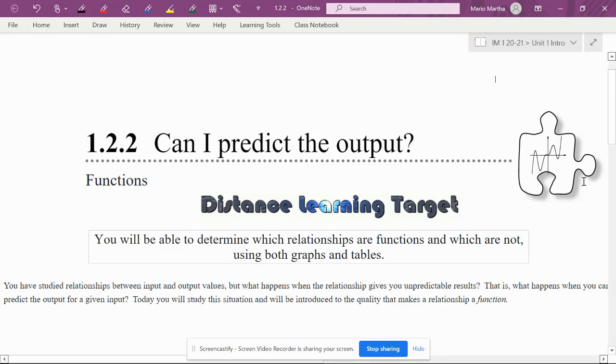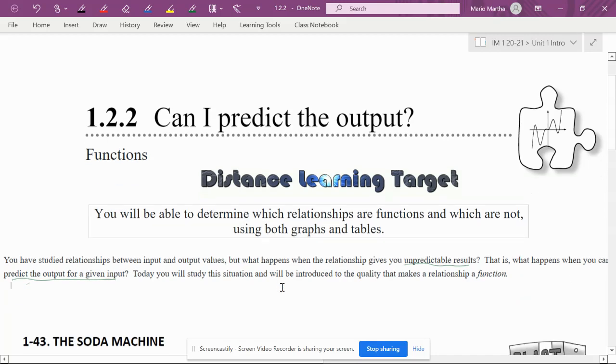Now you've studied relationships between input and output values. But what happens when the relationship gives you unpredictable results? That is what happens when you can't predict the output for a given input. Today you will study this situation and will be introduced to the quality that makes a relationship a function.